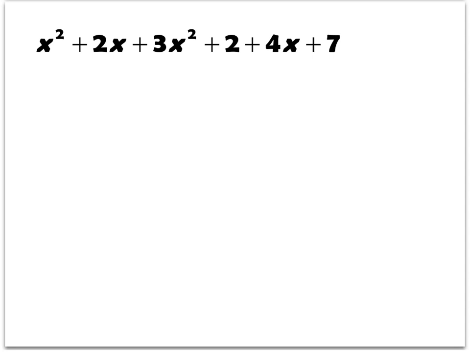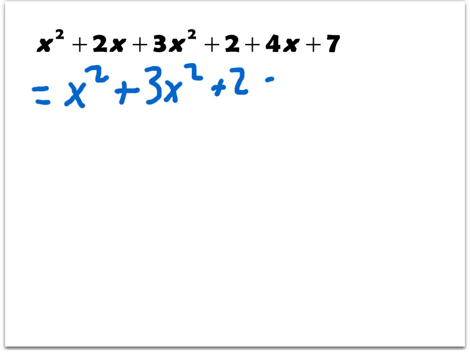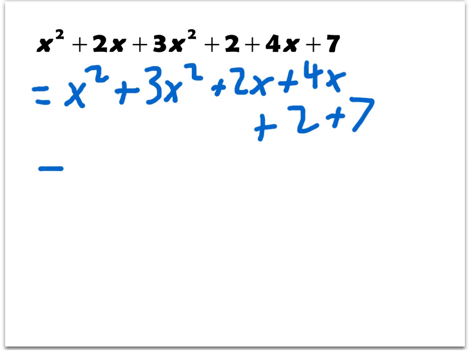Another one that's not quite so simple is this big long expression. Notice that we've got several like terms here, so let's begin by rearranging things so we have like terms together. So x squared plus 3x squared, and then maybe we'll do the 2x plus 4x, and then plus the constants 2 plus 7. Now rearranging terms like this is completely justified by the commutative property.